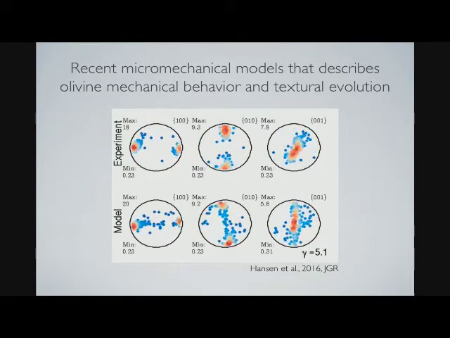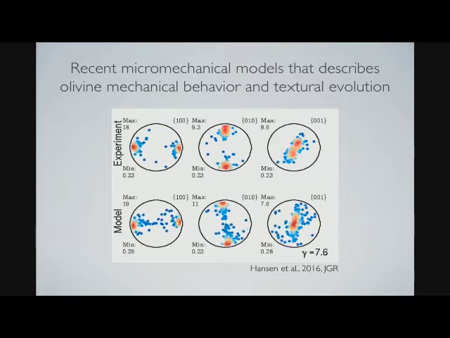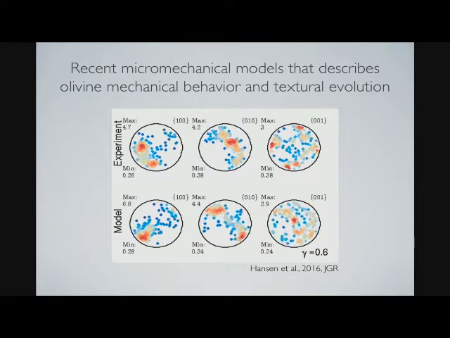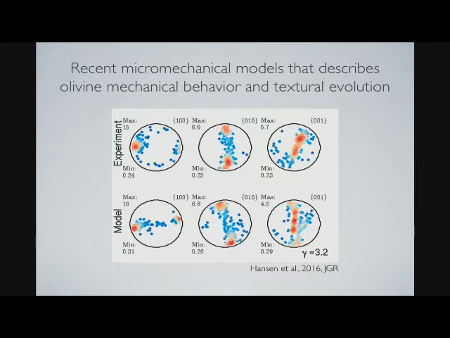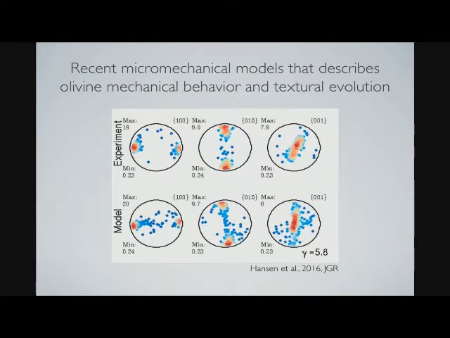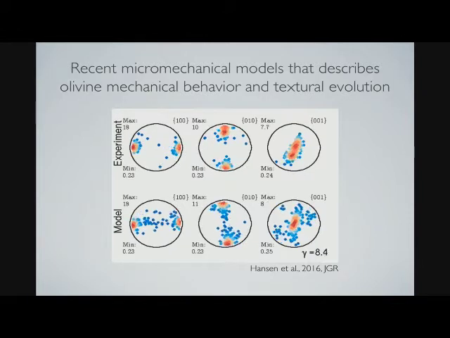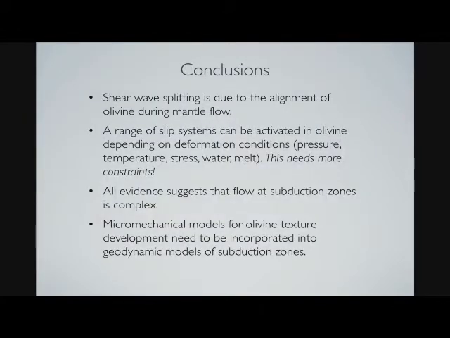And so there is the potential to take a model like this and couple it into a subduction zone model, and try to match some of the seismic observations to the flow that we would see based on olivine fabrics. I will leave it at that, which is to say, I think there's an agreement that the shear wave splitting that we see is due to olivine alignment during mantle flow. That bit's not uncertain. But we see that a range of slip systems are activated in olivine, and we know that things like pressure, melt, temperature, and water play a role, but we don't have that really well mapped out at the moment.